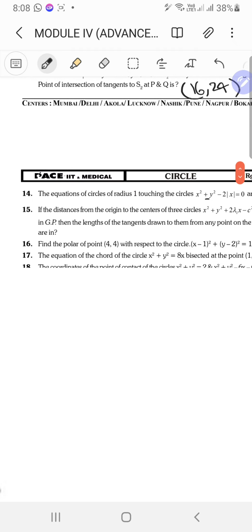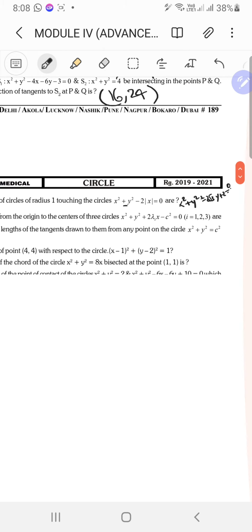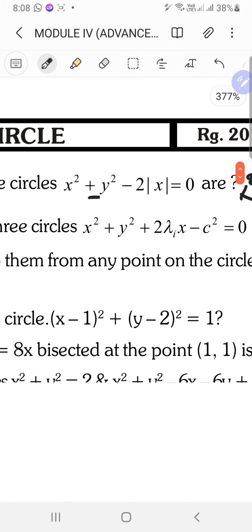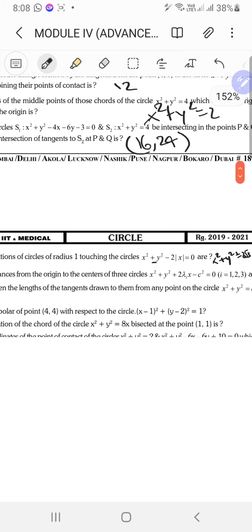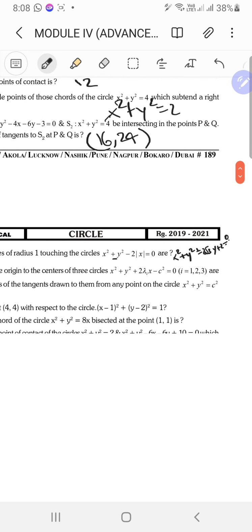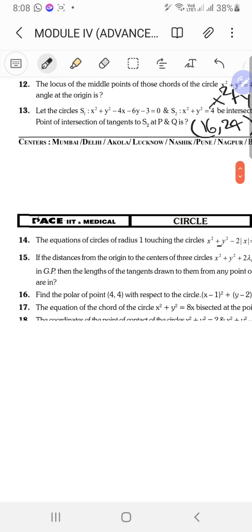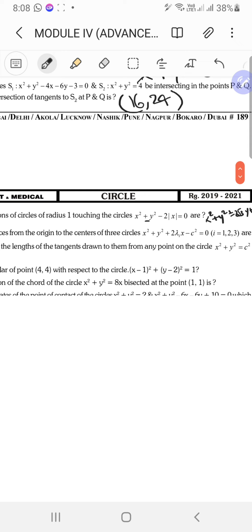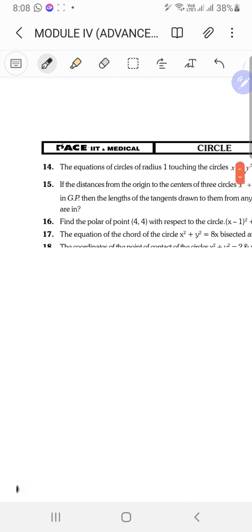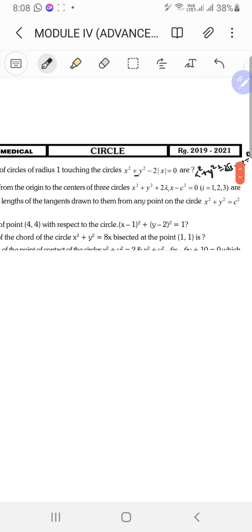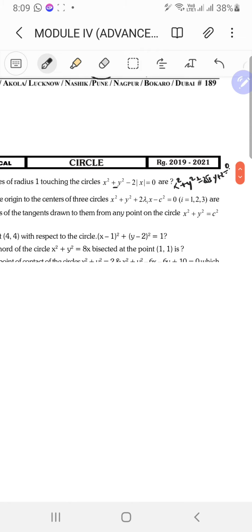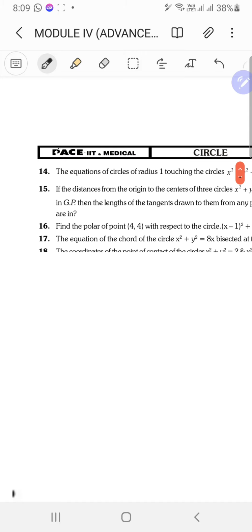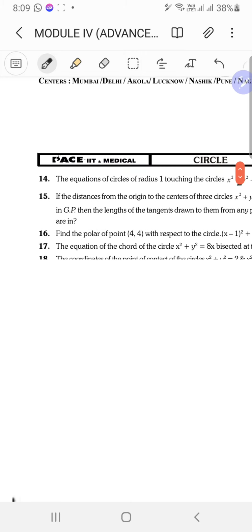Okay, the next question is, if the distance from the origin to the centers of three circles, x squared plus y squared plus 2 lambda I x minus c squared equal to 0, where I can be 1, 2, 3, which means lambda 1, lambda 2, lambda 3 are 3 values of lambda, and distances from the origin to the centers of these three circles are in GP, then the length of the tangents drawn to them from any point on this circle are in. Oh, that's very weird. Okay, let's try it.